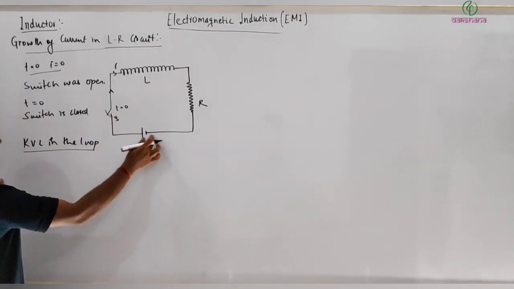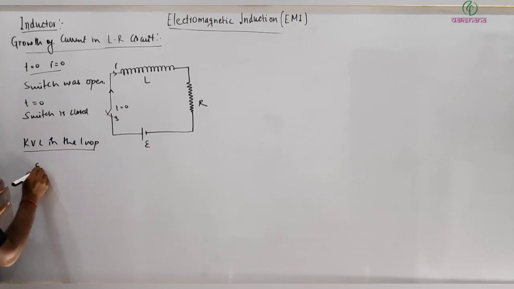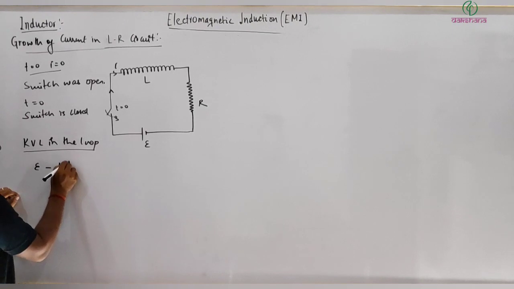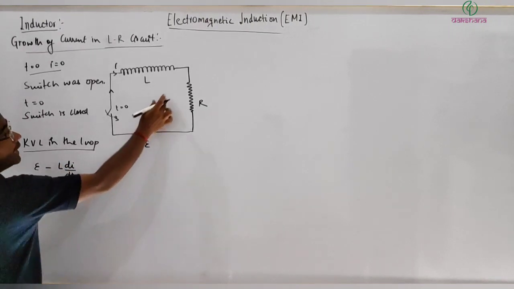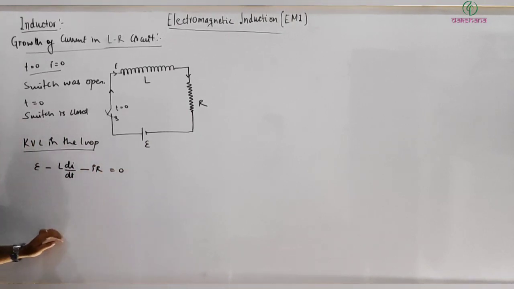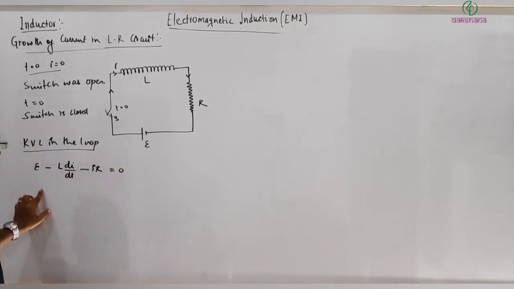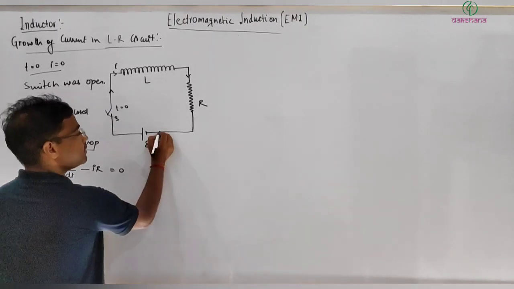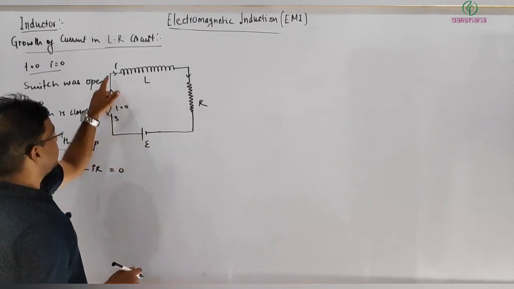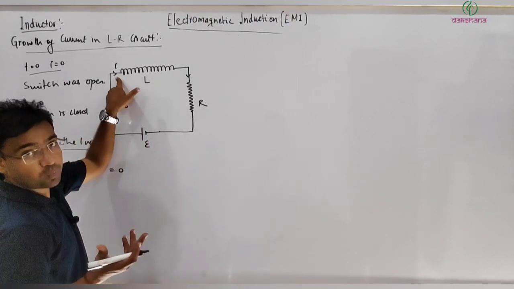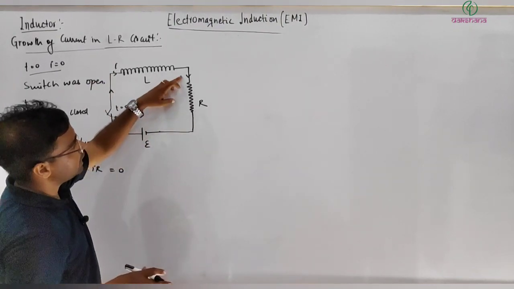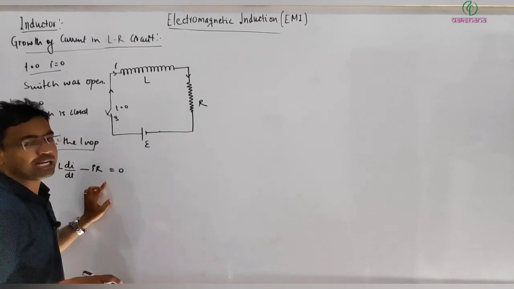So going from here, across this, it's plus E. Across the inductor in the direction of current, it's minus L di by dt. And across the resistor, in the direction of current, it's minus I into R, equal to 0. I hope everyone is clear with this relation. I started from here going this way, so this is plus E. Across the inductor in the direction of current, I don't need to know what is happening, I will directly write minus L di by dt. Across the resistor, again going in the direction of current, it's always minus IR.